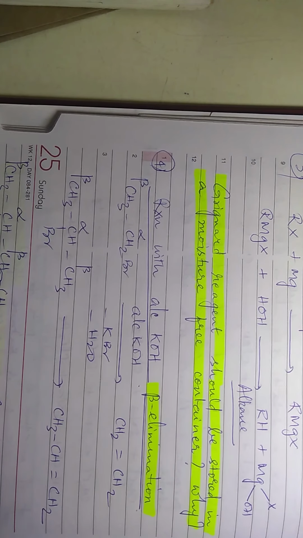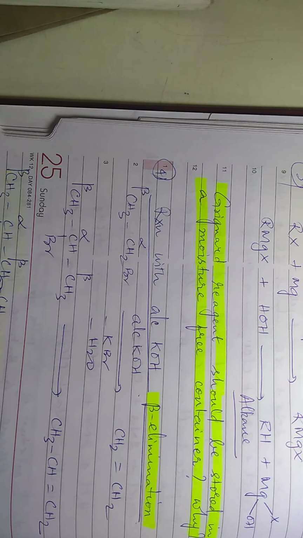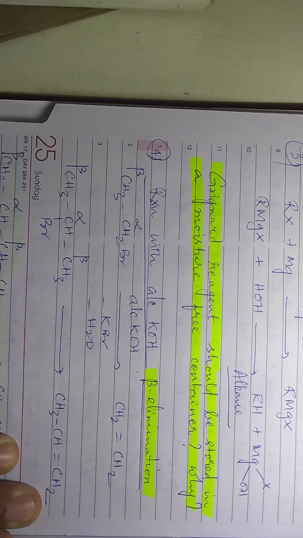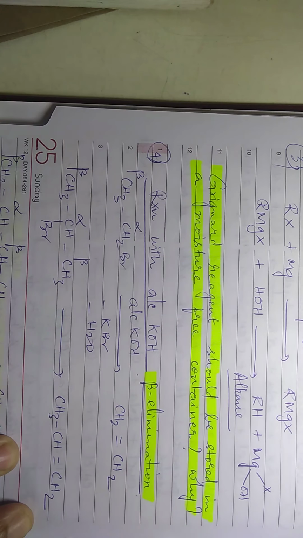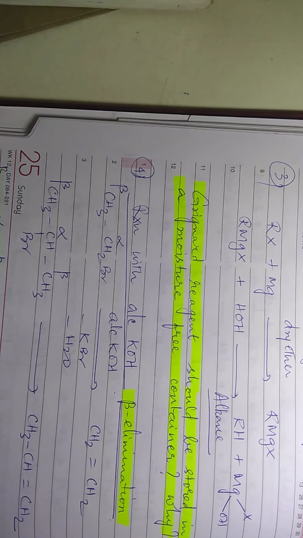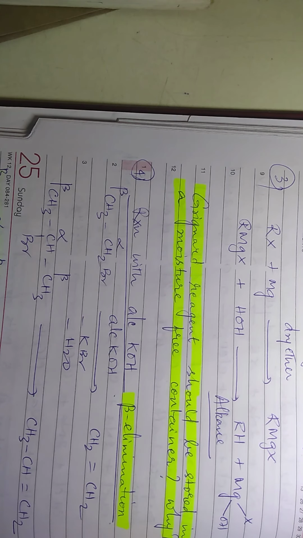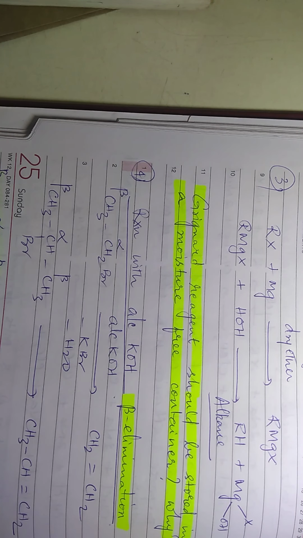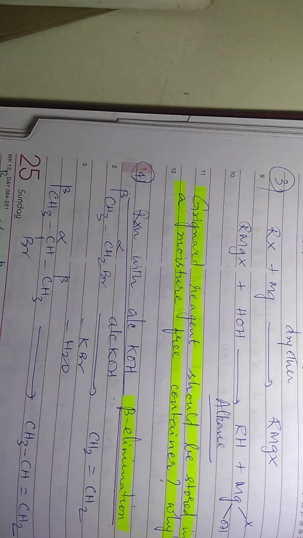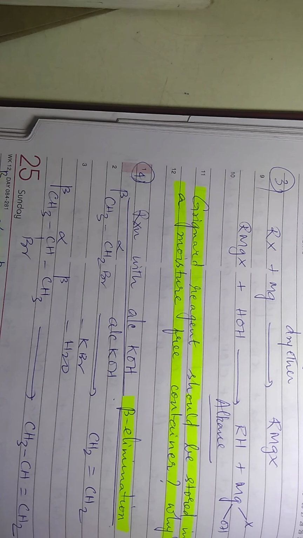Then you have the next property, the formation of Grignard reagent. It is such an important reagent which is used in organic synthesis. Now Grignard reagent, what is it? It is alkyl magnesium halide. So it is RX treated with magnesium and dry ether, you get Grignard reagent.